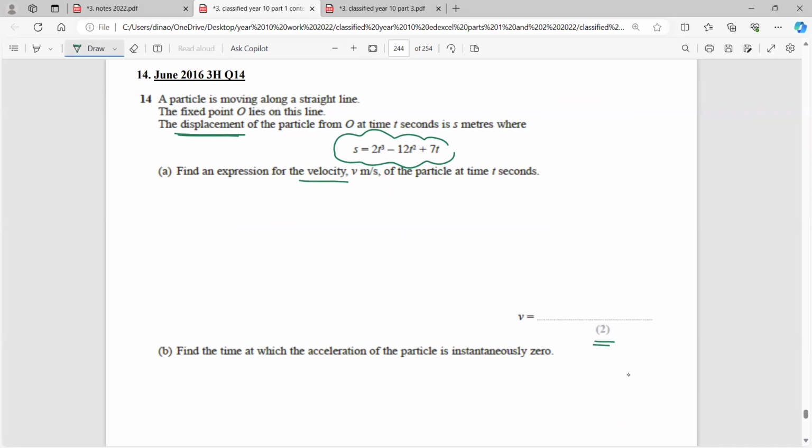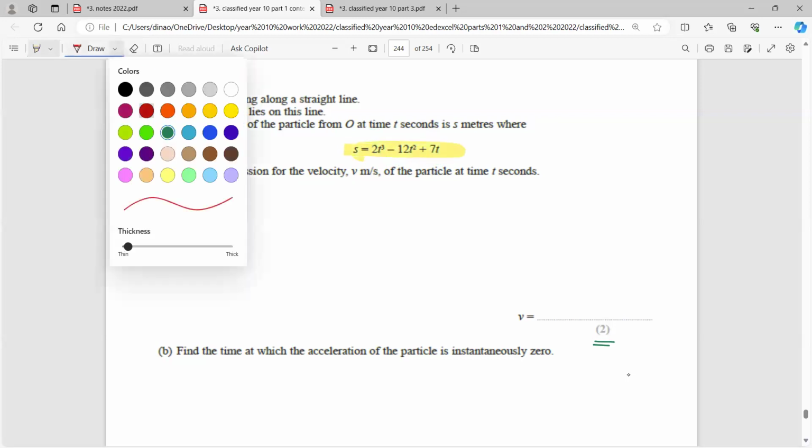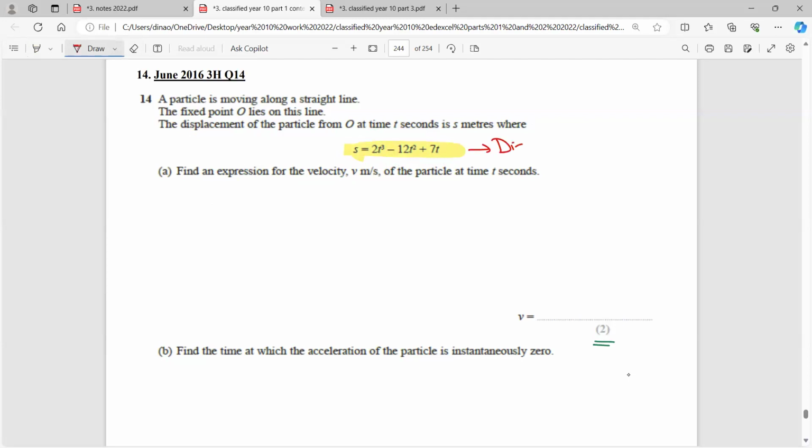Here it says find an expression for the velocity, so I will differentiate. Again, this is distance. Let me use highlighters, I love the color coding. So this highlighted yellow is distance, or displacement, and as we said, you can use either word. Now the question here says velocity. Another word for velocity is speed. How do I do that? Differentiate the yellow. So you get 6t power 2 minus 24t plus 7.